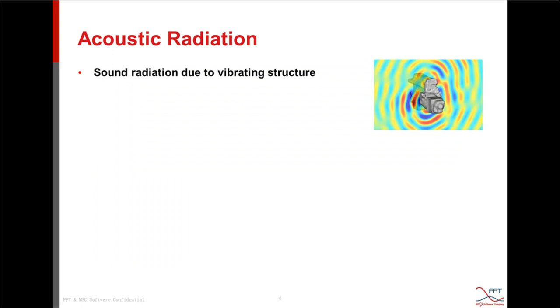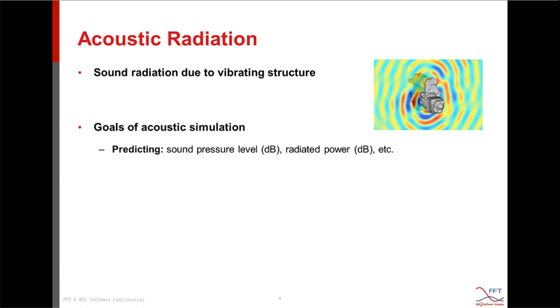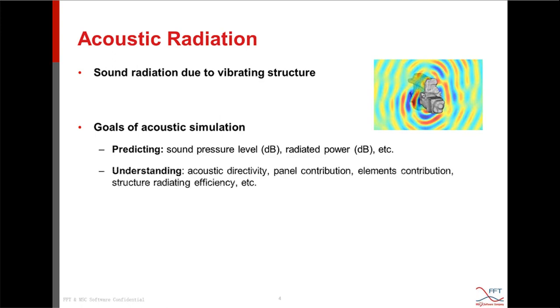So the main topic will be acoustic radiation analysis. It studies the sound radiation due to any vibrating structure. In such an analysis, Actran can help you achieve several types of goals. First, predicting. We want to get accurate results. For example, we want to calculate accurately the sound pressure level at different virtual microphones surrounding any vibrating structure, for example, an engine or powertrain component. We want to calculate the radiated power from that structure. So that is called predicting.